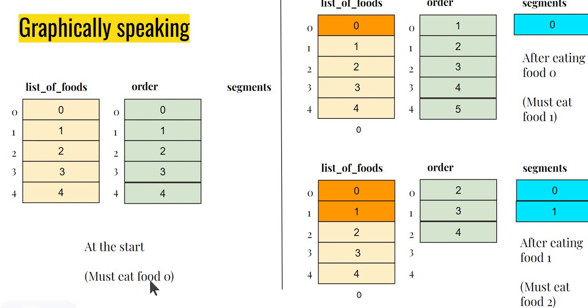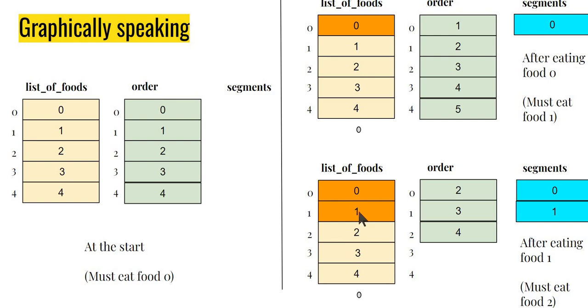Now, what this means is that I must go and eat food 0. If I do eat food 0, as we know, the food 0 becomes part of the segment. In the list of foods, this becomes eaten. That's what I highlight, that there's another list going on, eaten. This food is eaten, and I go and delete 0 from the top of the order. So that's why this becomes 1. What it means is that I've eaten 0, I must eat food number 1.